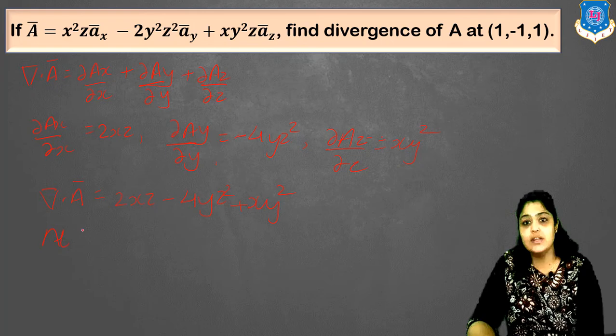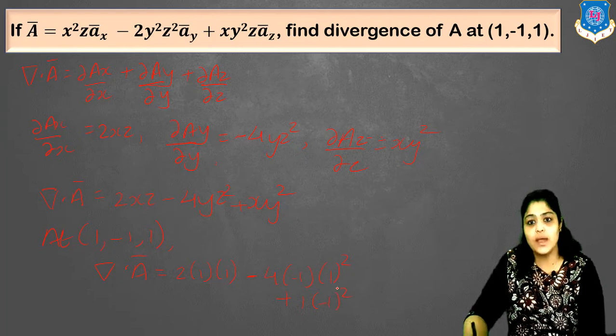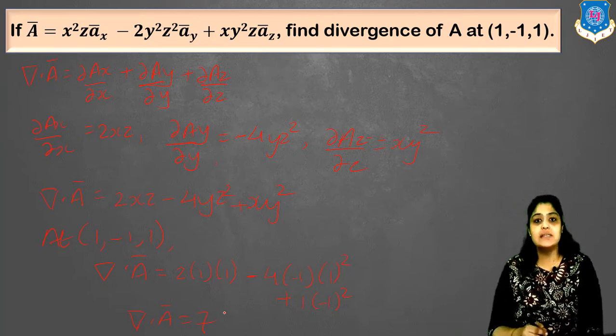Now I have been given the point (1, minus 1, 1), so I can write the divergence of A as 2 into 1 into 1, plus minus 4 into minus 1 into 1 squared, plus 1 into minus 1 squared. So this gives me the answer of the divergence of this vector as 7. I hope the sum is clear.